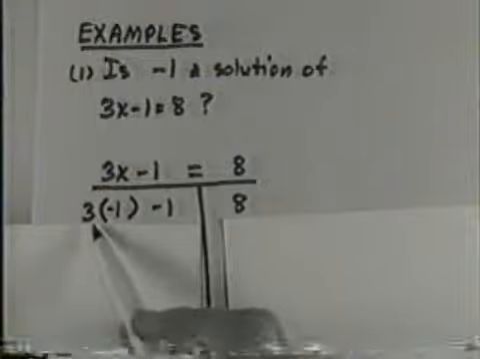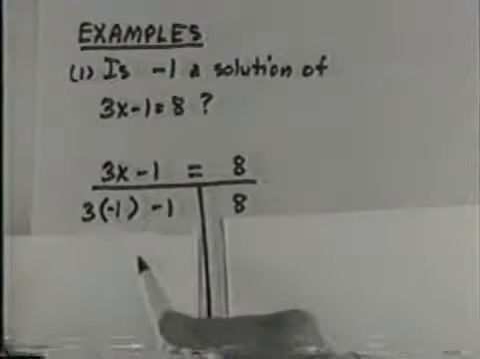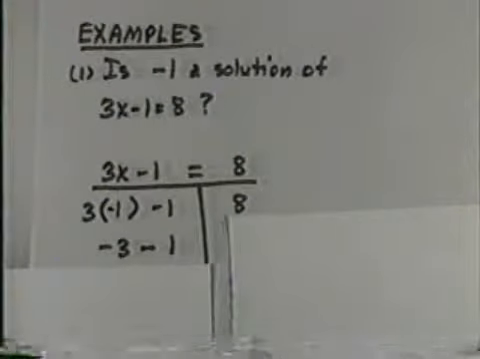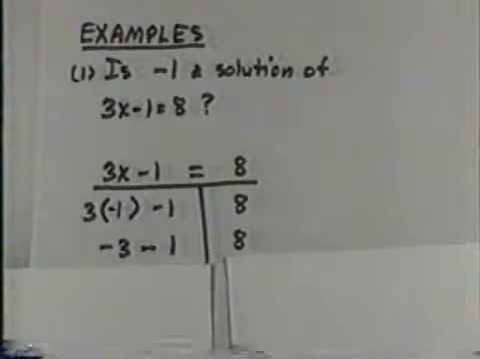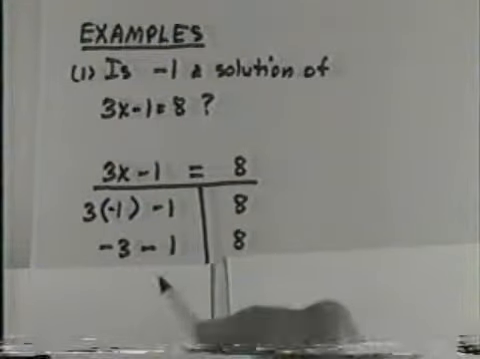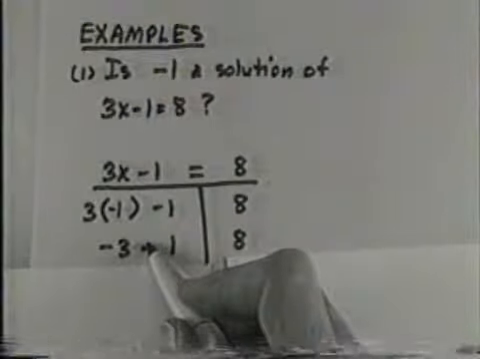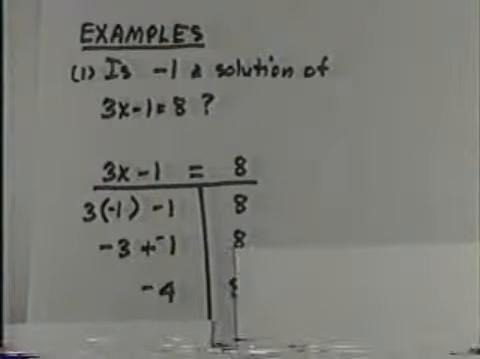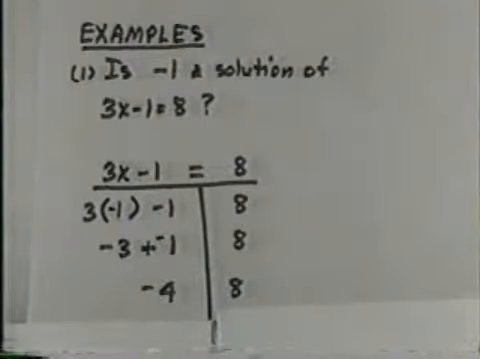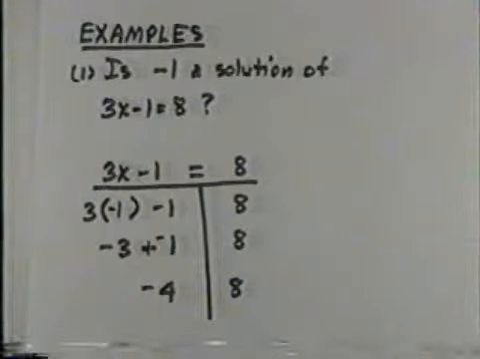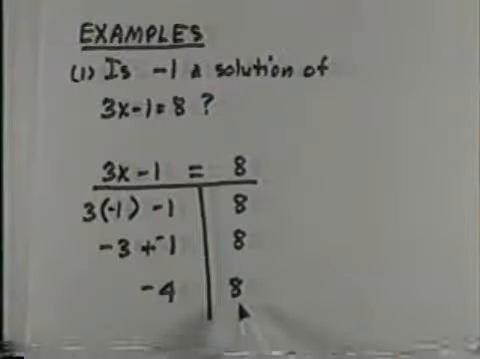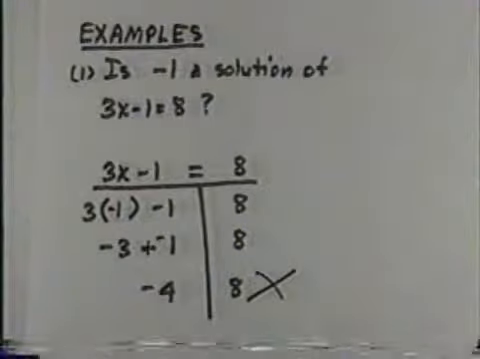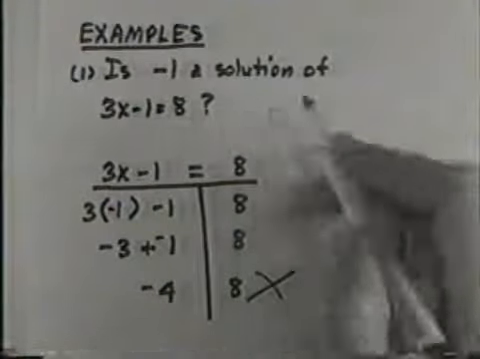So let's simplify. 3 times negative 1 is negative 3. Negative 3 subtract 1. On the right-hand side, we just have 8, so we continue copying it. Then negative 3 subtract 1 means negative 3 add negative 1. And that gives us negative 4. On the right, we have 8. Now, the two numbers, negative 4 and 8, are not the same. And so, I'll put a cross mark there. Is negative 1 a solution? No.